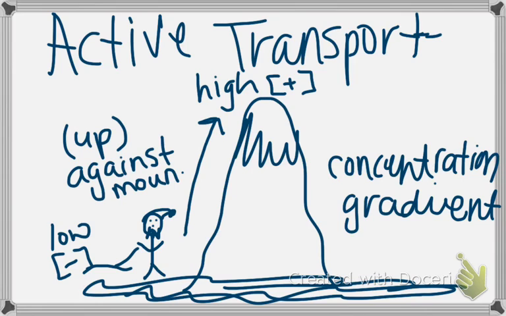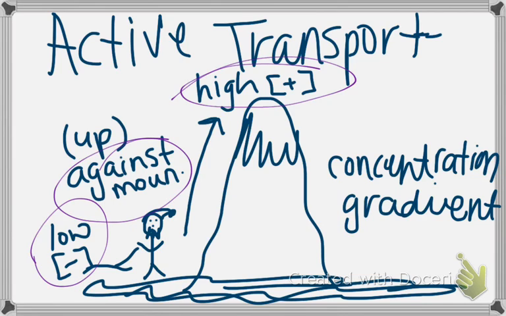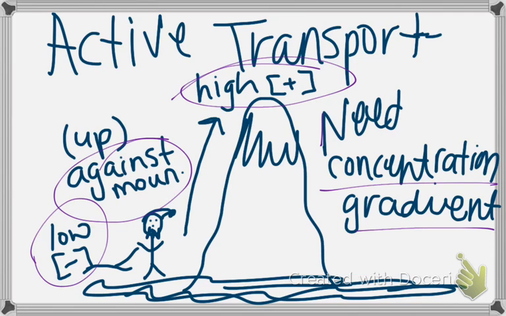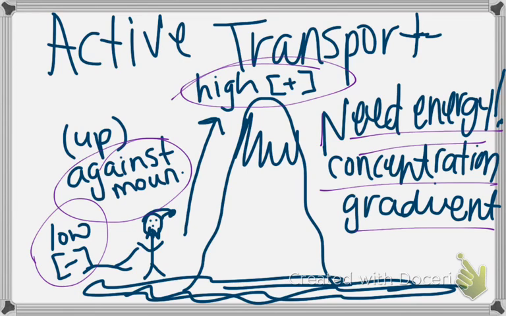So it's the opposite of good old passive. We're going from a low elevation or a low concentration to a high concentration. You're going against the mountain or concentration gradient. And you need energy. You need it. He's got to have a lot of energy to go up that mountain and climb that mountain and be beat by the wind and the snow. So, that's active transport. Let's talk about the two types.